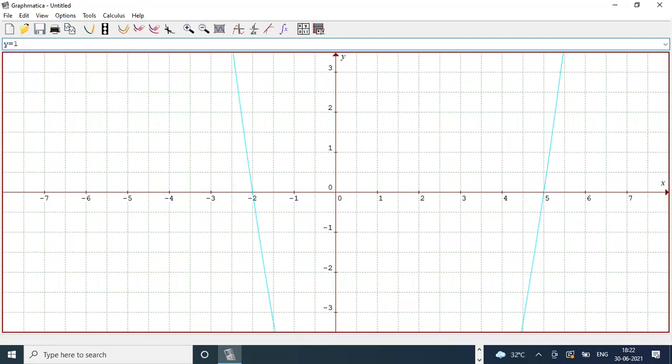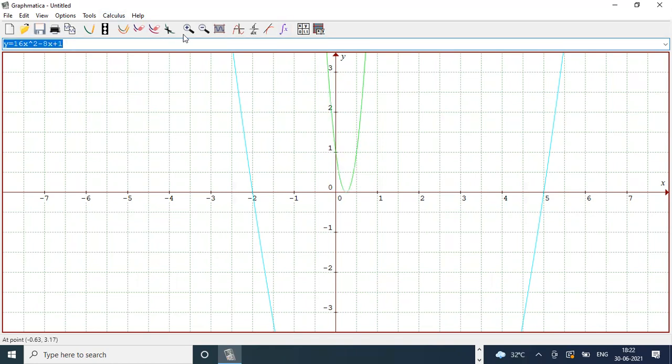16x square minus 8x plus 1 is equal to 0.